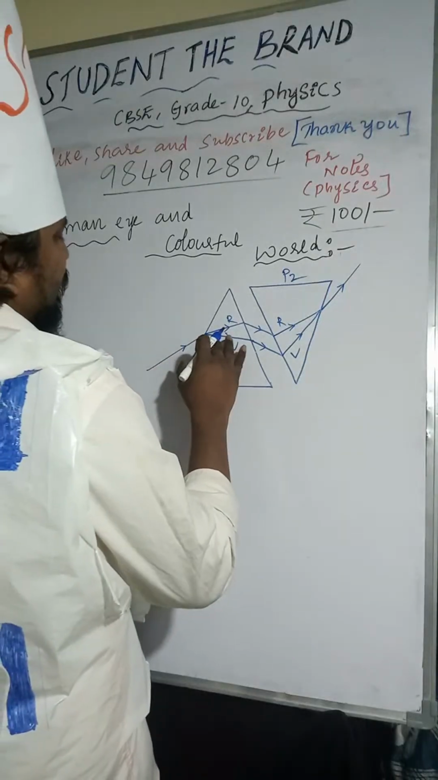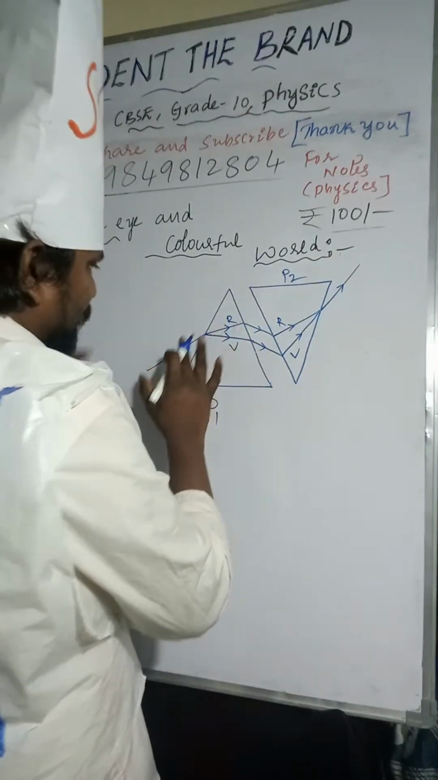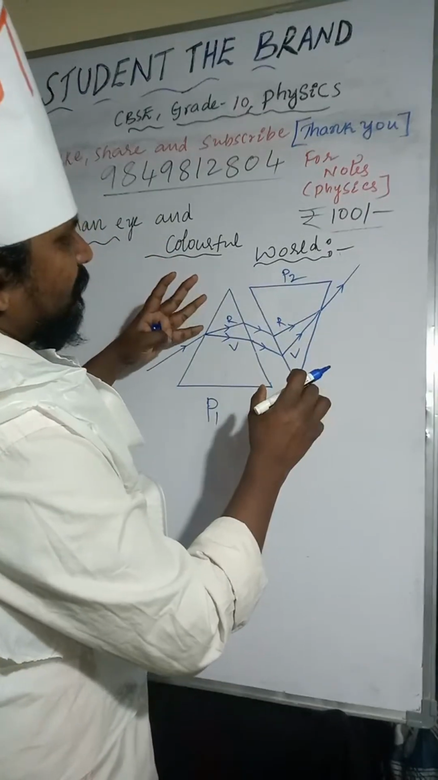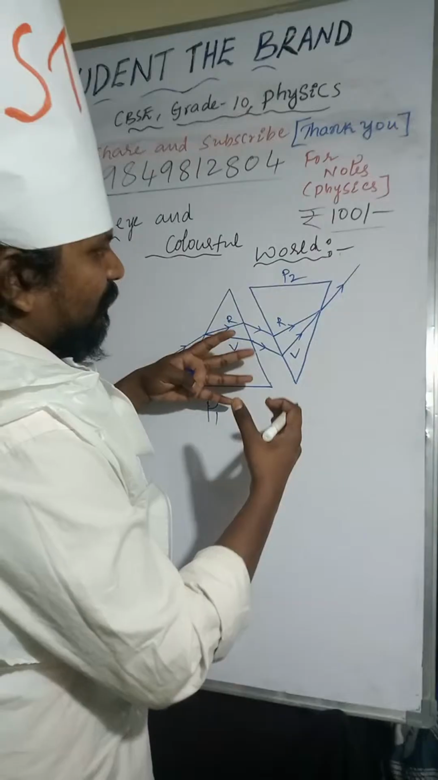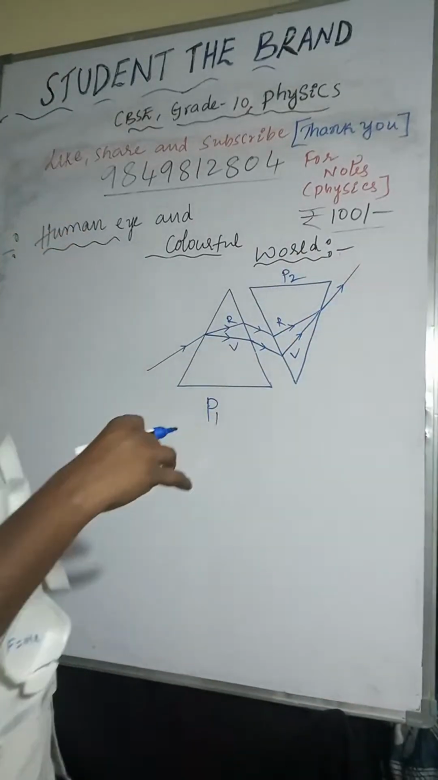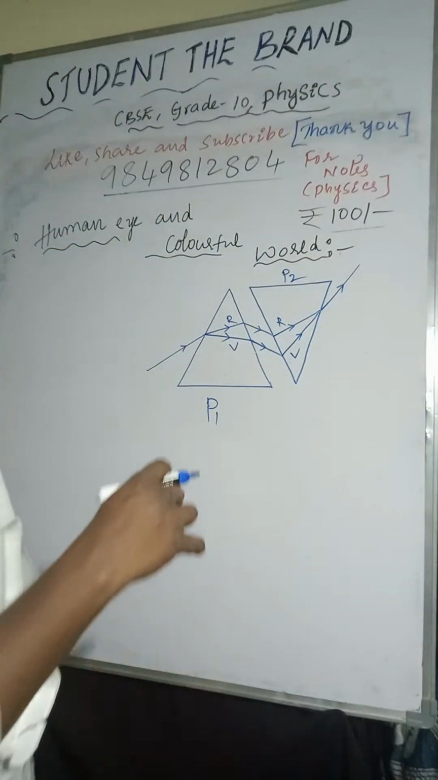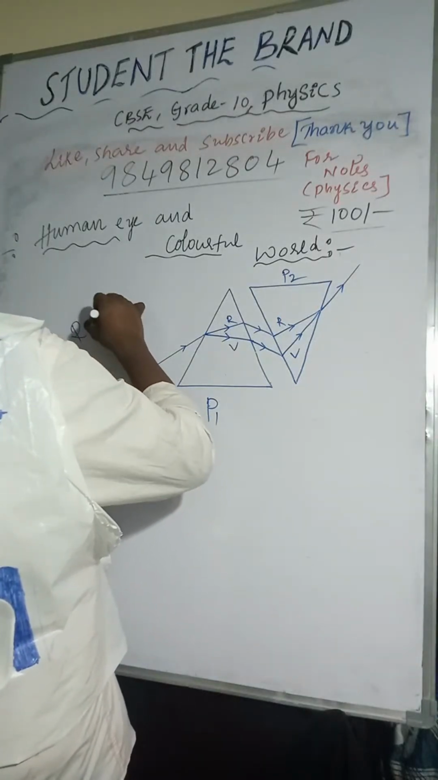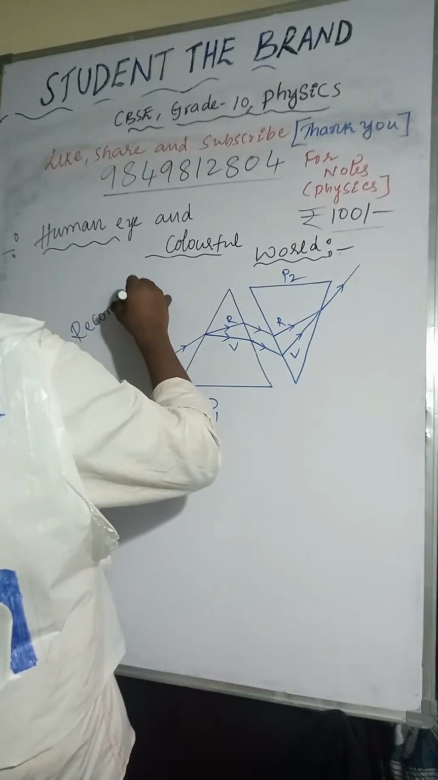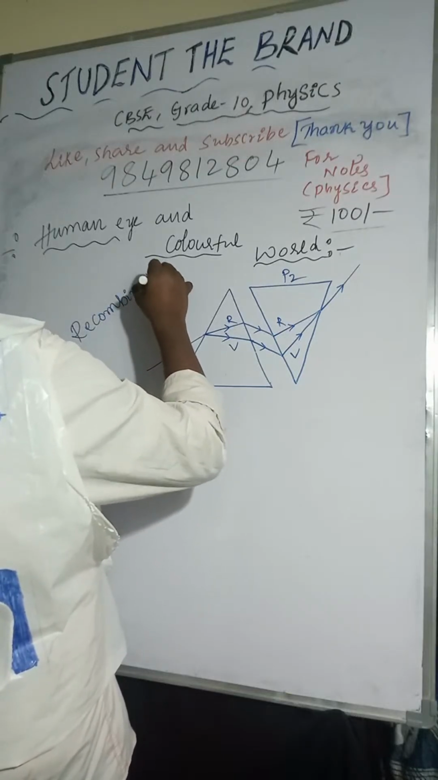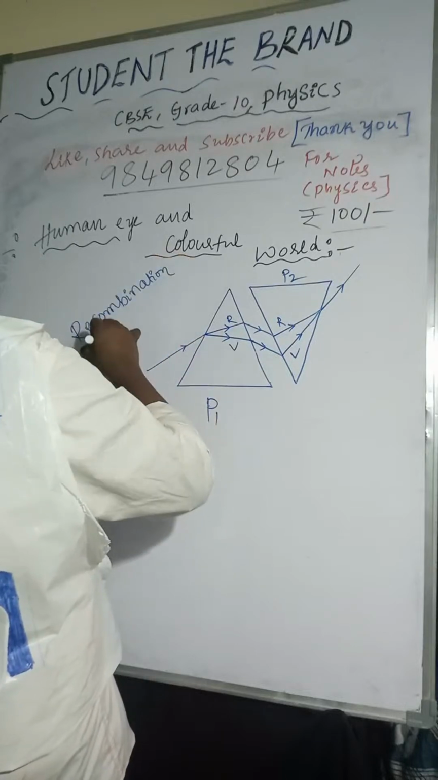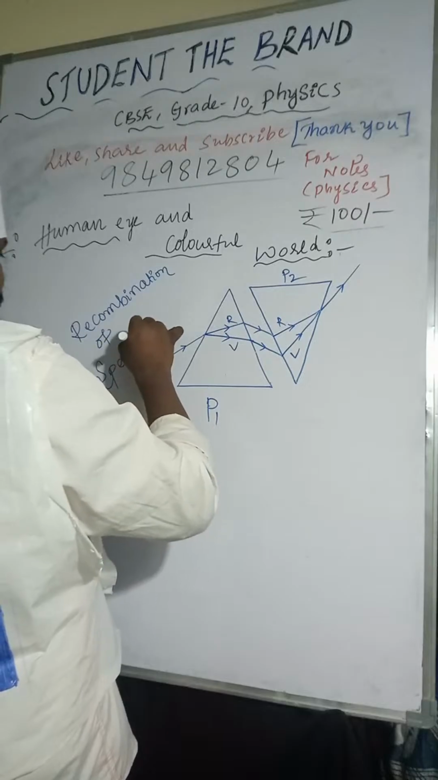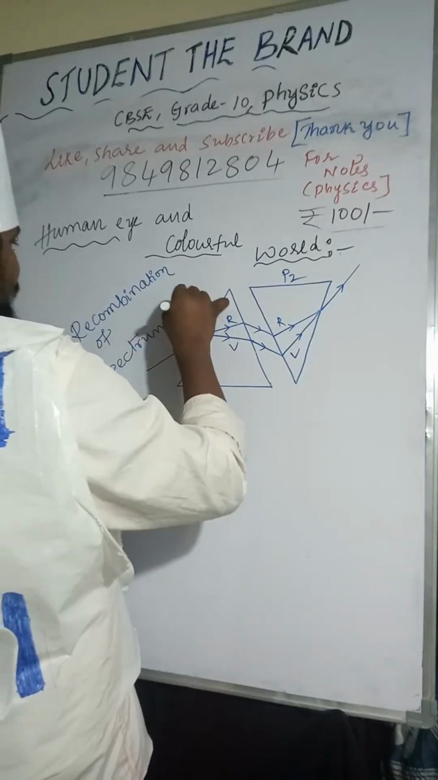Next, the combination of prisms. Light rays are incident. After that, dispersion takes place. Those seven colors form on the screen. On the second prism, those seven colors are combined again and become white light as output. Recombination of the spectrum of white light.